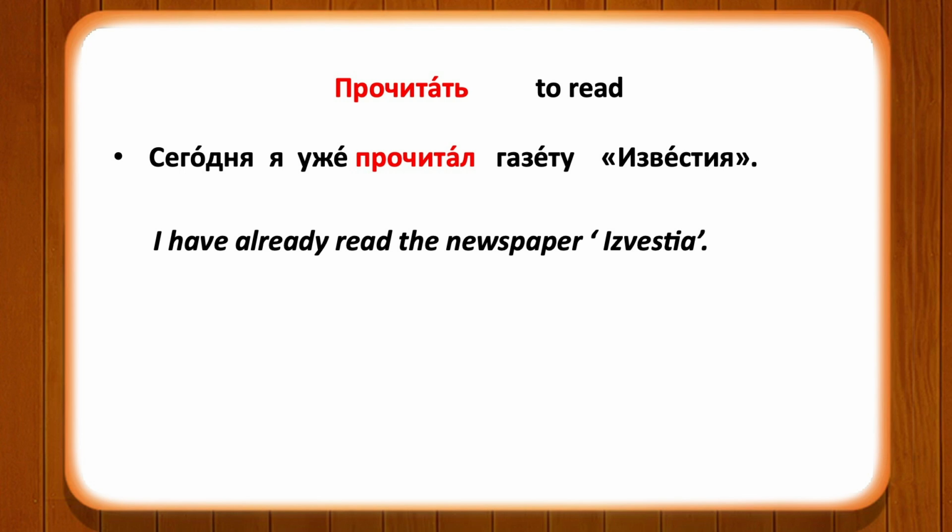Here the past tense form of the verb прочитать is used. Прочитать is a perfective aspect verb and here it indicates completion of an action in the past. Сегодня я уже прочитал газету «Известия». «Известия» is a name of a Russian newspaper. So "I have already read a newspaper" also indicates the action that has been completed and has taken place only once. One more example we'll take up to understand this meaning of the perfective aspect verb.